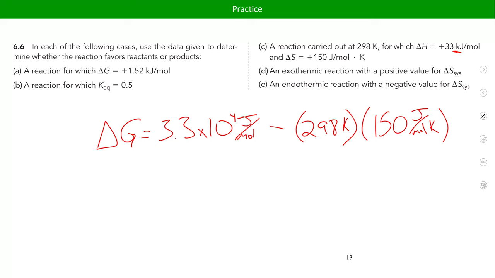So that means delta G should be about negative 44.7. So about negative 11 kilojoules. I don't think I did that subtraction right, but it doesn't matter. All that matters is that sign. That sign is negative when we crunch the numbers, which means it favors products.